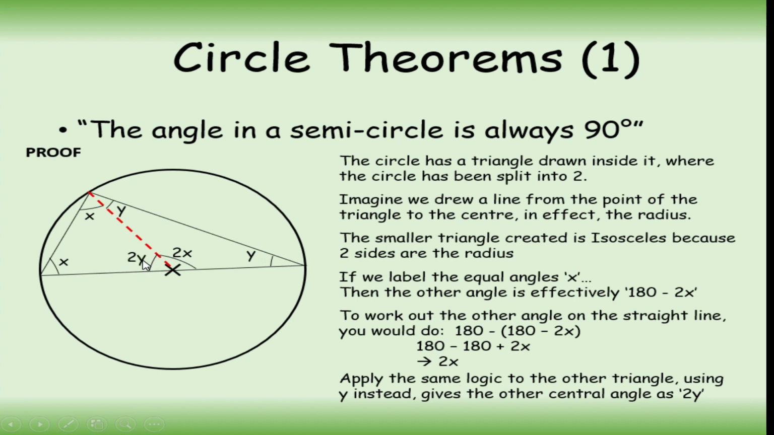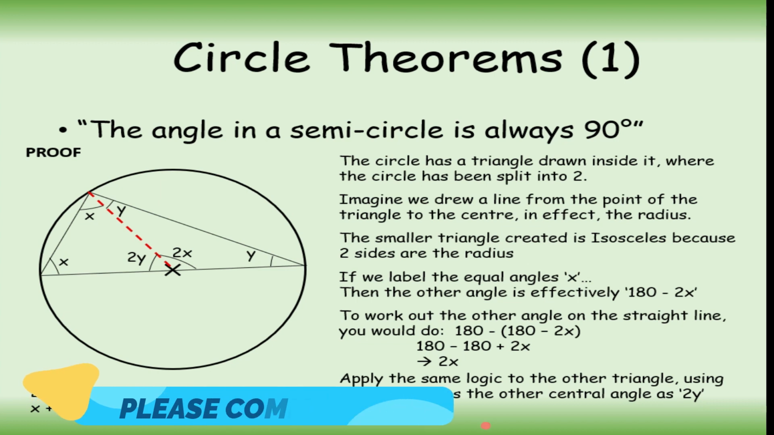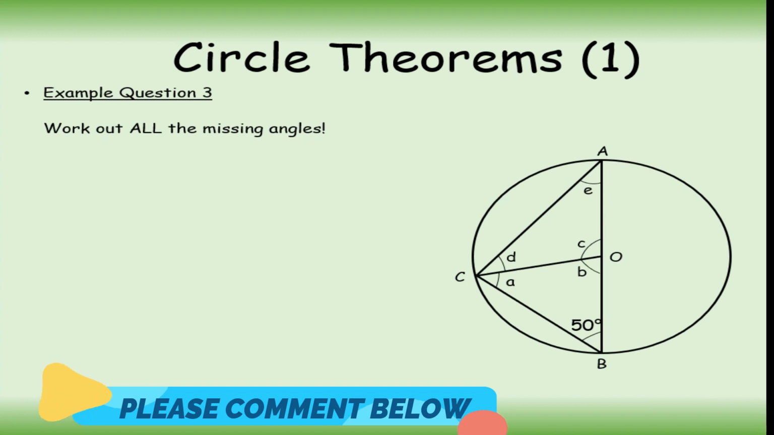So 2y plus 2y must give me 180 degrees. That's angle on the straight line. So x plus y is equal to 90 degrees. Hope that is okay. Now the next example, work out all the missing angles.